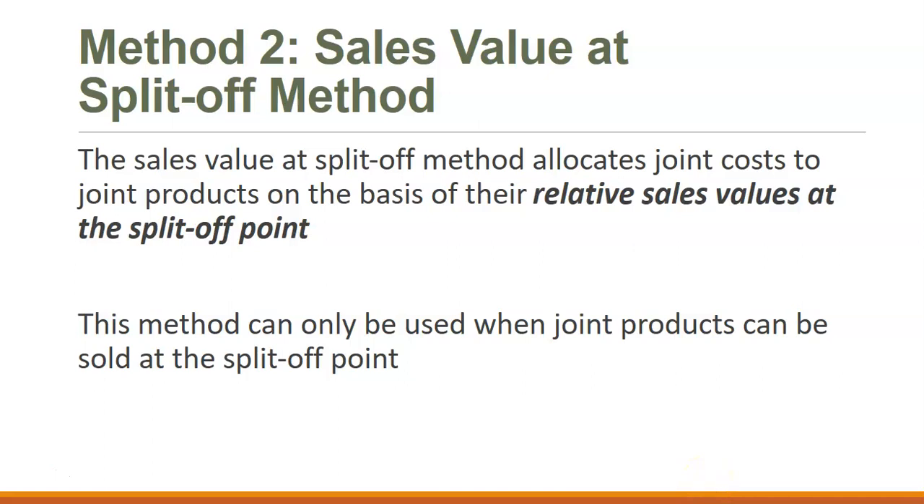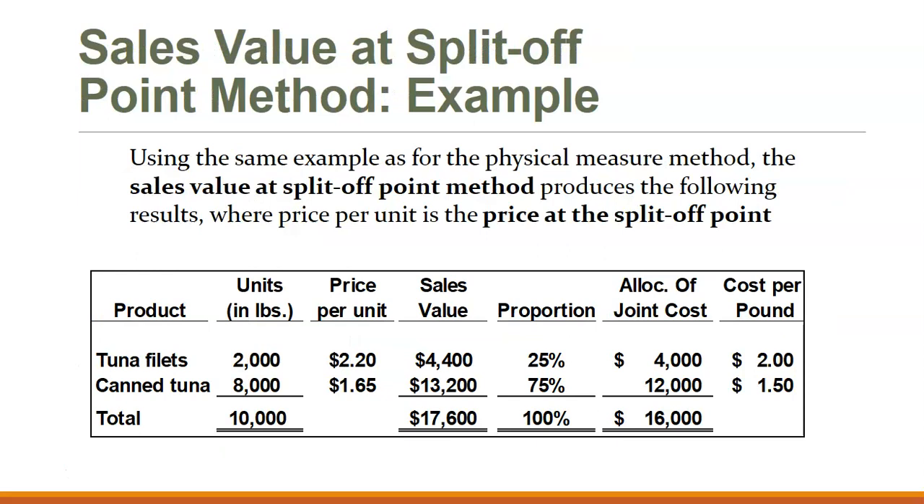Method 2 is the sales value at split off. So this allocates joint costs to products on the basis of their relative sales values at the split off point. This method can only be used when joint products can be sold at the split off point. So after they're done with their first processes, their joint processes, they're able to be sold and they do not have to be processed further in order to become usable, sellable products. And this all depends on what kind of industry we're in and what we make.